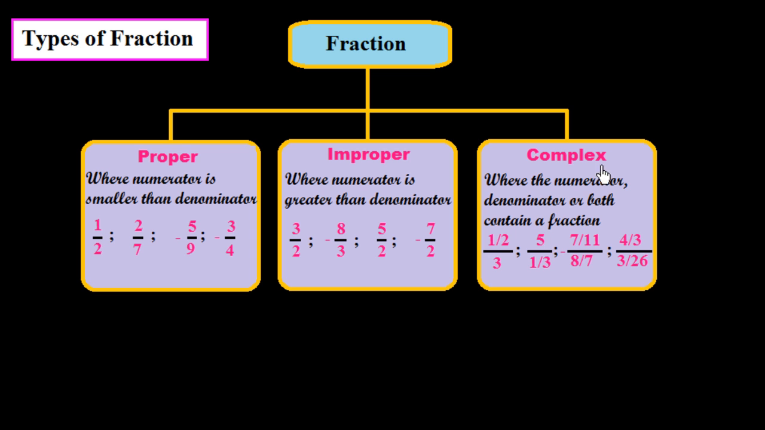Now what about the complex fraction? Where the numerator, denominator, or both contain a fraction. Here you see in the first example 1 over 2 over 3. So here the numerator is also in the form of a fraction, 1 over 2. So this is a complex fraction. Here you see 5 over 1 over 3. So here the denominator is also in the form of a fraction. Here you see 7 over 11 over 8 over 7. Here both the numerator and the denominator are fractions. Here also you see 4 over 3, 3 over 36. It is also both numerator and denominator in fraction form. So these are called complex fractions.